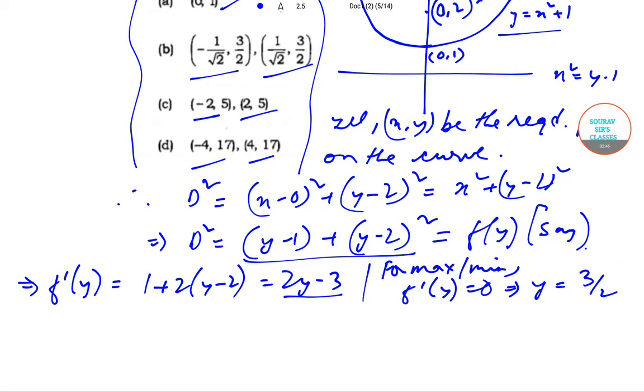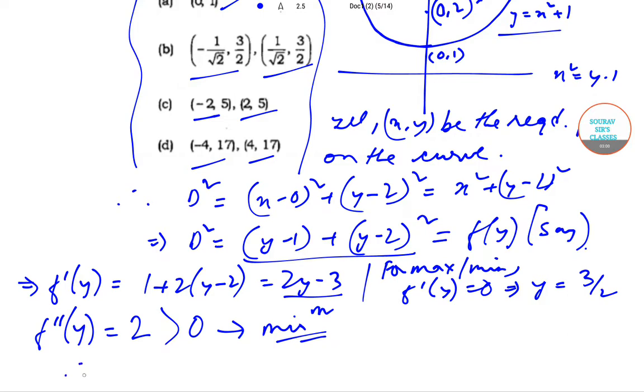Now let us find out f double dash y. F double dash y is equal to 2, which is greater than 0, and that implies that there is a minimum at the point where f dash y is equal to 0. So we can say that the minimum is at y equal to 3/2.